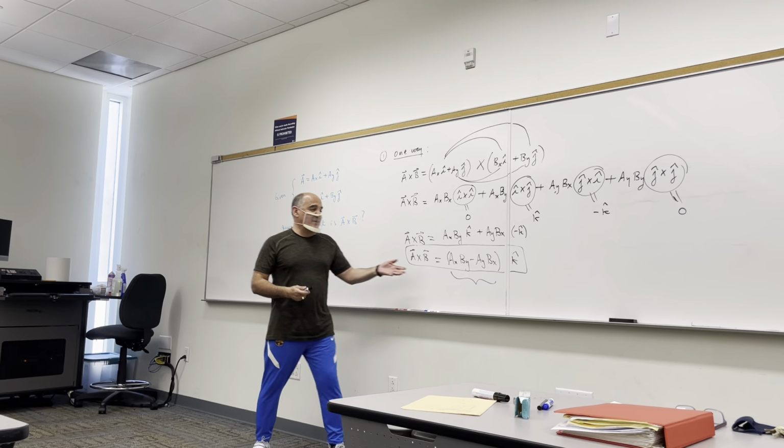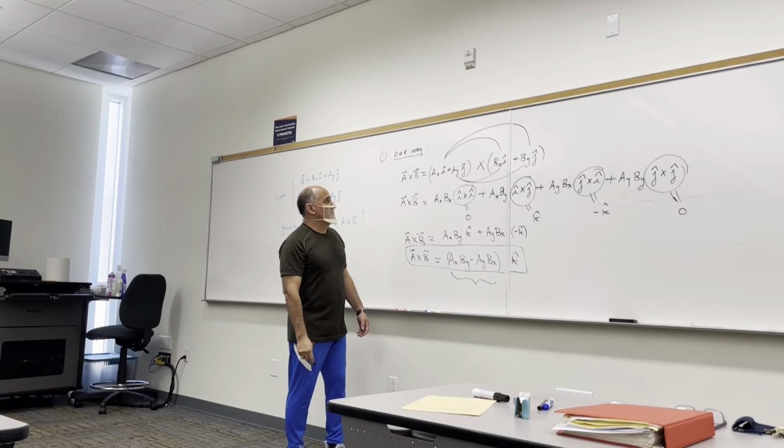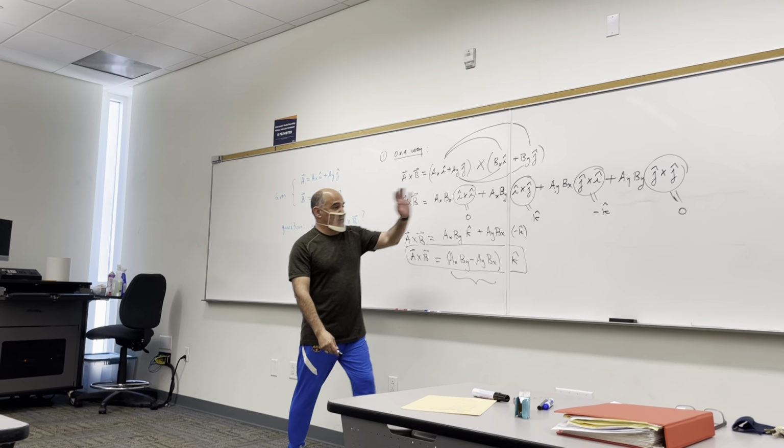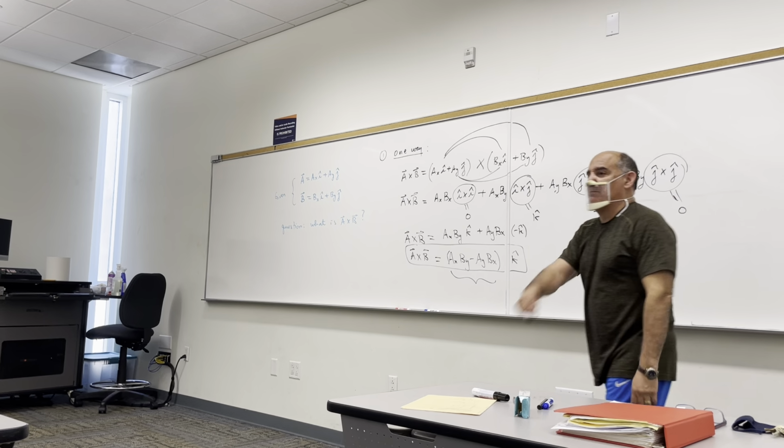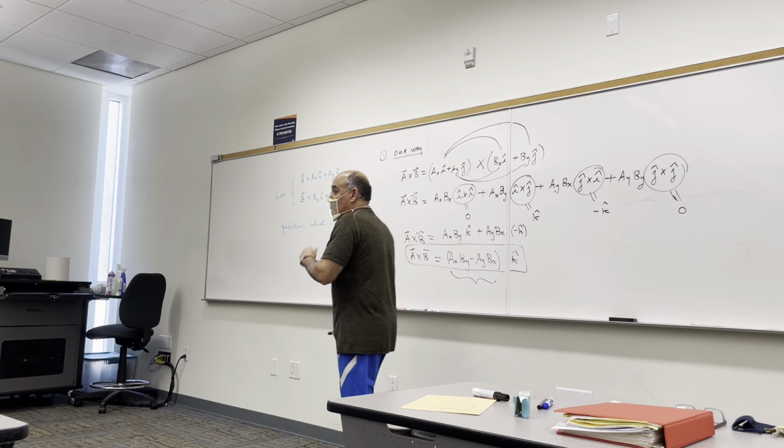So you don't even have to memorize this. If you remember this, you can do any cross product. If you express the vectors in terms of unit vectors, then you just multiply it out, and you'll get there eventually.